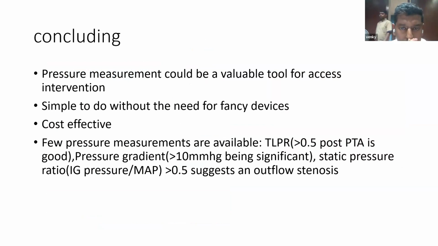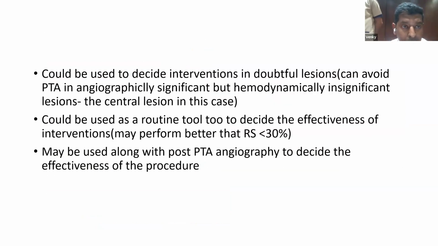There are a few ways to document pressure: you can check a translesional pressure ratio, or look for a translesional pressure gradient, or you can use a static pressure, the intra-access pressure to mean arterial pressure ratio, and so on. As I told you, you could use it as a regular tool during your interventions to know the effectiveness of the intervention, and you can compare it with residual stenosis of less than 30%.